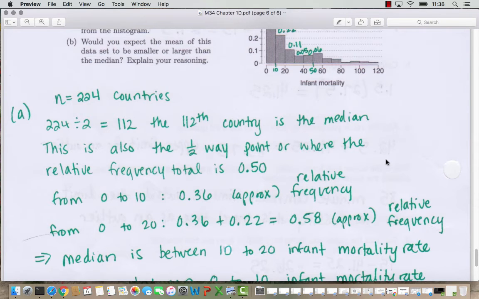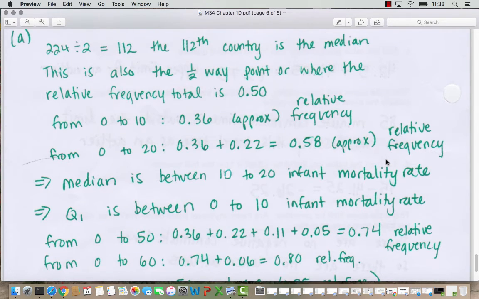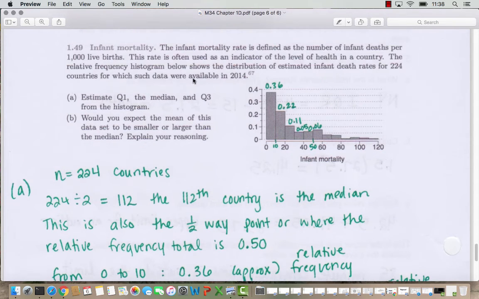You can think about the relative frequency as the decimal version of the percent. You could translate that to 58% of the countries have infant mortality 20 or less. So we can conclude that the median is between 10 and 20 infant mortality rate. Now where was quartile 1? If we look back, that first bar from 0 to 10 infant mortality rate contained 0.36, or 36%, of the data. So we can say for sure quartile 1 is between 0 and 10.